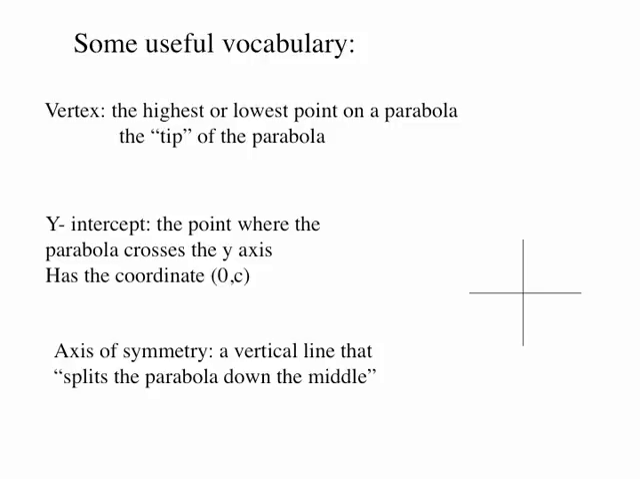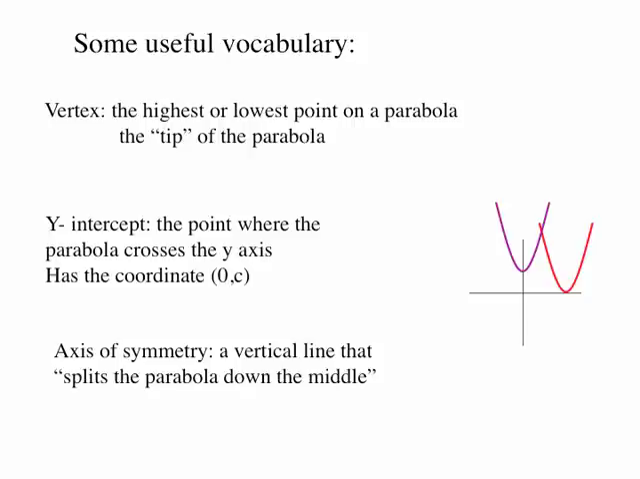Now we need some new vocabulary for this section. The first term we need to define is the vertex. The vertex is like the tip or the nose of the parabola, and it's either going to be the highest point on your parabola or the lowest point. So for example, for this parabola shown in red here, this parabola has a lowest point. So the vertex of this parabola is the bottom of it.